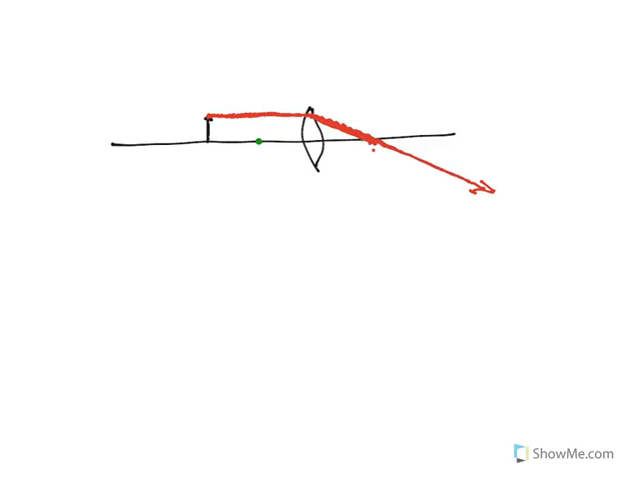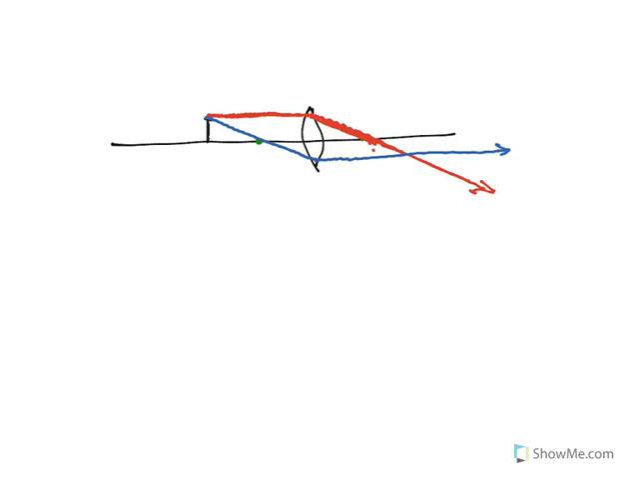What's another ray we can draw? Well, another ray is the one that goes from the object through the focal point to the lens. So, like that. And now the way the light will bend is it's going to bend up so that it now just goes parallel to the principal axis. So like that.